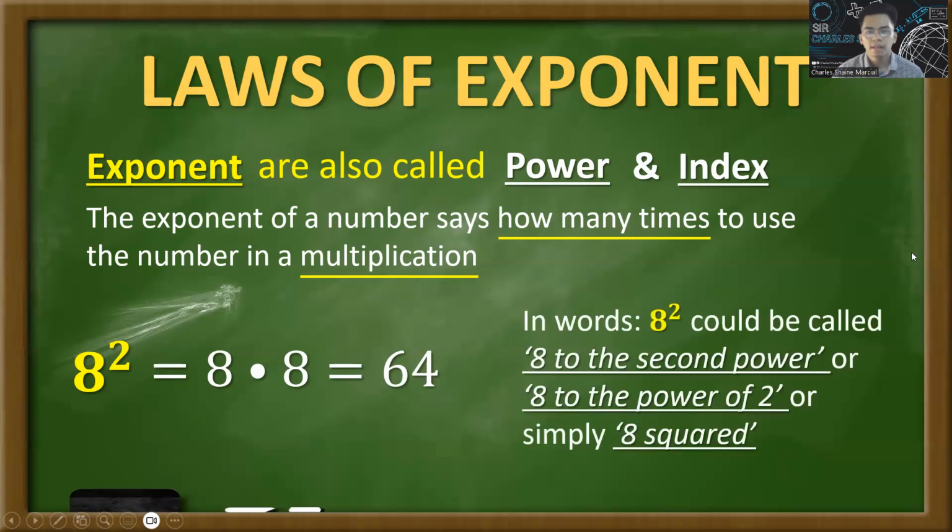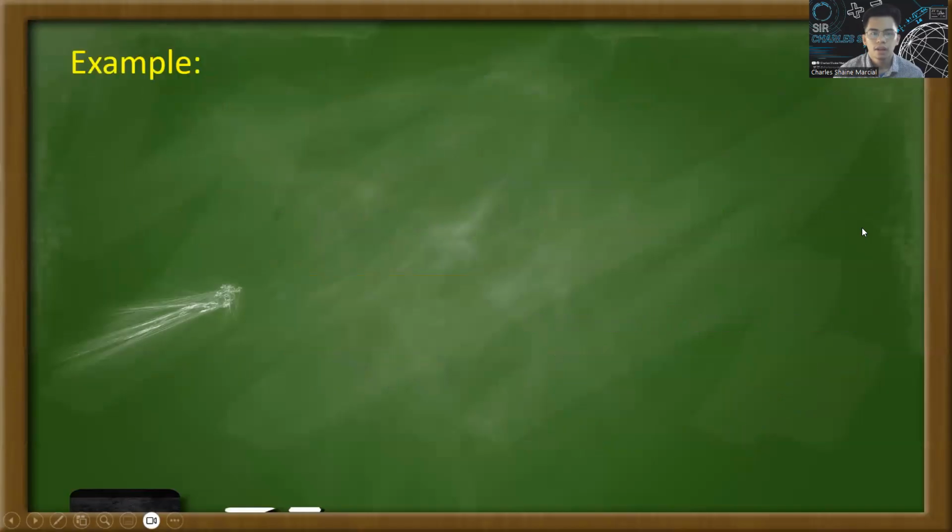Now, paano ba natin basahin itong given na ito? So in words, 8 squared could be called 8 to the second power, or 8 to the power of 2, or simply 8 squared. And meron pa, we have 8 raised to 2. Okay po, 8 raised to 2. Don't forget that. For example, we have 3 raised to 4, or 3 to the power of 4, or 3 to the 4th power.